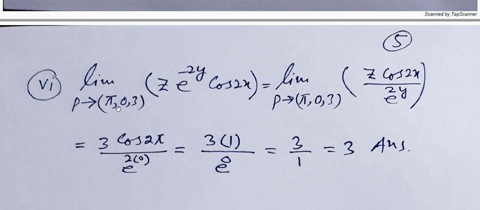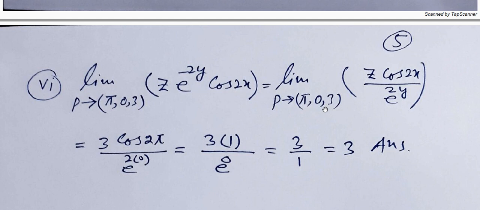Similarly, if we have limit P goes to (pi, 0, 3), what is P? P in this case is (x, y, z), it means any point. So your point is (x, y, z), where x goes to pi, y goes to 0, and z goes to 3. You can see now three variables x, y, z are involved, so that is why we are writing P. You can also write (x, y, z) goes to (pi, 0, 3).